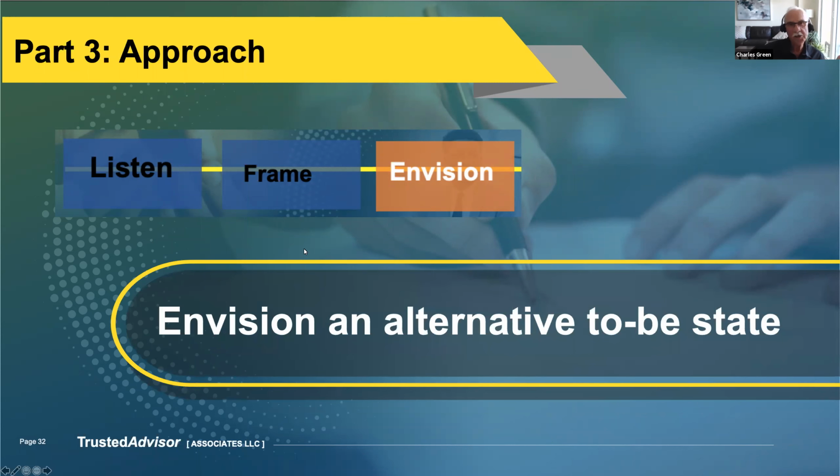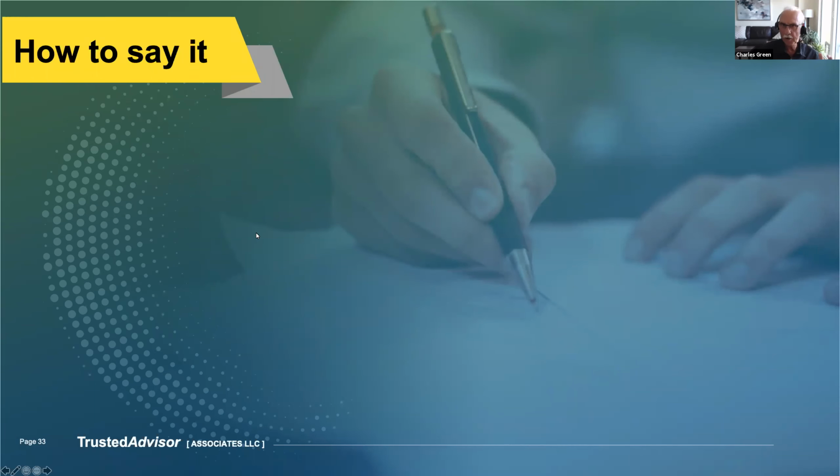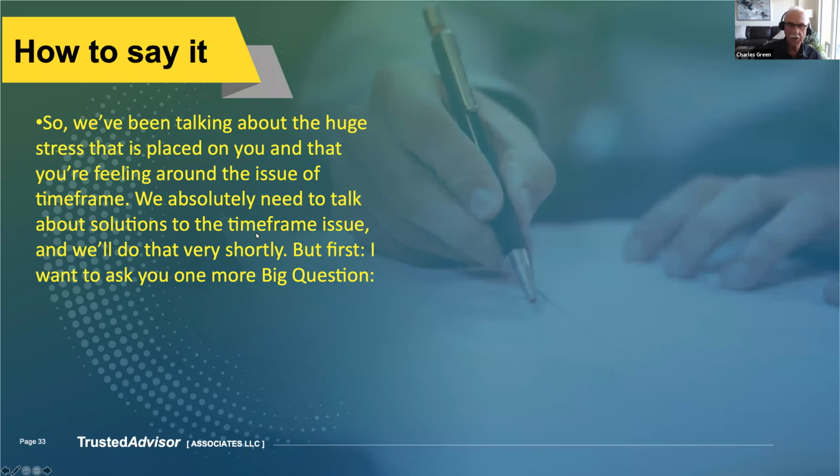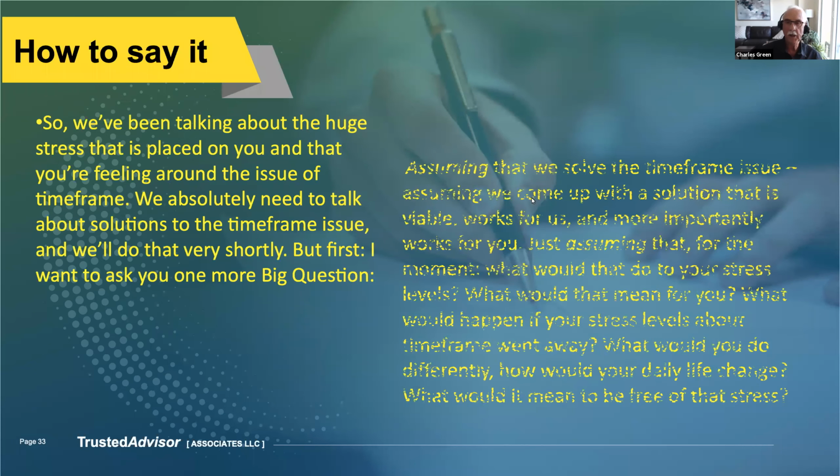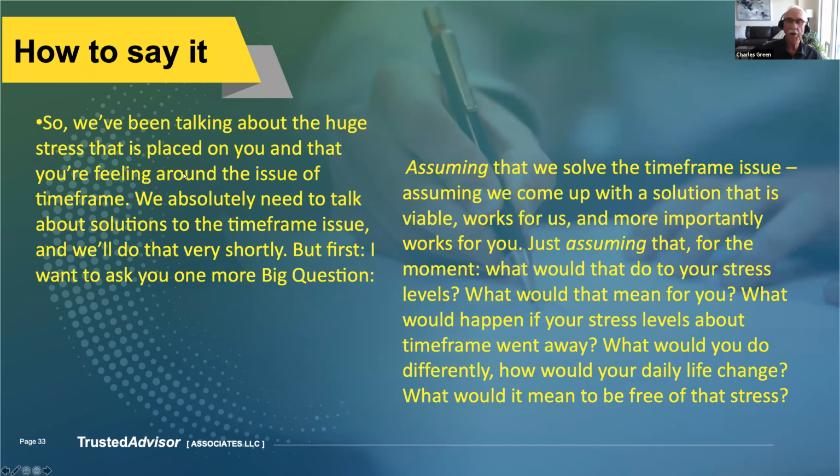How do you do it? You envision an alternative to-be state of affairs. Here are some words, and I'm going to use a lot of words on this one. We've been talking about the huge stress that's placed on you and that you're feeling around this issue of time frame. We absolutely need to talk about solutions to the time frame issue. I get it, and we'll do that shortly. But first, I want to ask you one more big question. Assuming that we solve the time frame issue, assuming we come up with a solution that's viable, that works for us, and more importantly, works for you, just assuming that for the moment, what would that do to your stress levels? What would that mean for you?